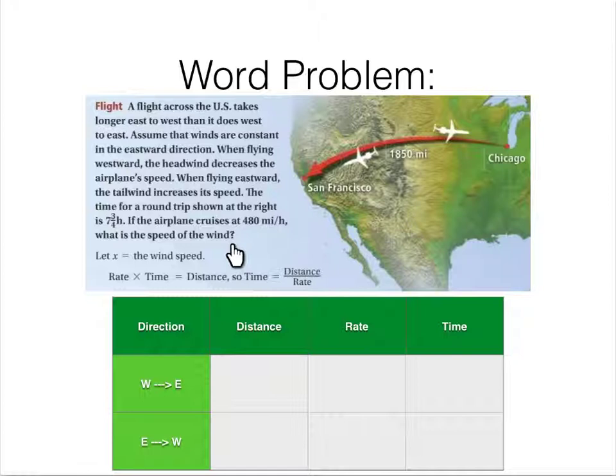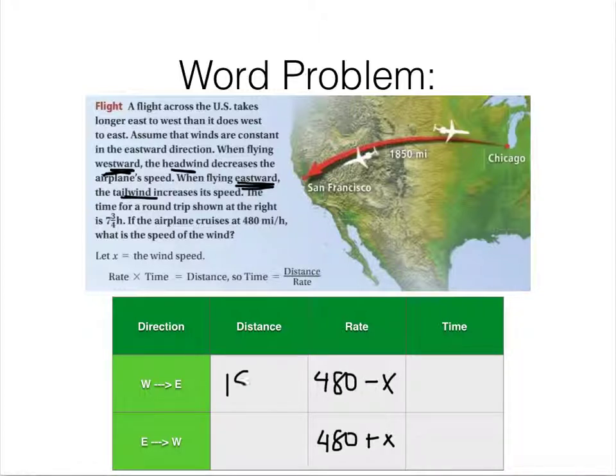So first of all, let me switch to the color and the pencil width I like. In the eastward direction, you have a tailwind. So you're going 480 miles per hour plus the wind. In the westward direction, you have a headwind. So you're going 480 minus the wind. The distance is the same in both directions, because it's 1,850 miles from San Francisco to Chicago, and the same thing in the other direction.